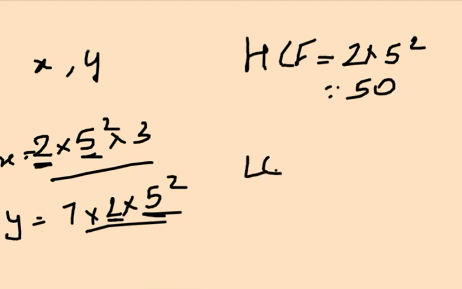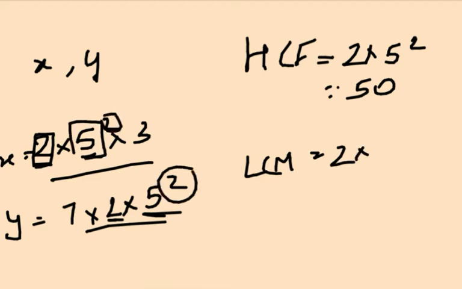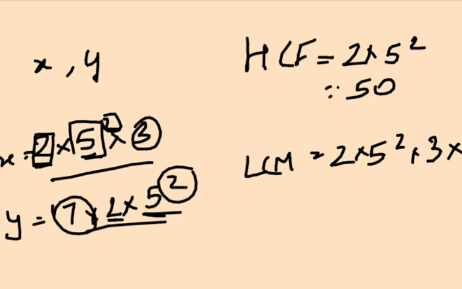And for LCM, we take the numbers' highest power. So the highest power of 2 is 1, so we write only 2. The highest power of 5 is 2 here and here, so we write into 5 square. So 3 is only once and its power is 1, so we write into 3. And 7 is also once and its power is also 1, so we write only 7. We multiply it and what we get is the final answer.